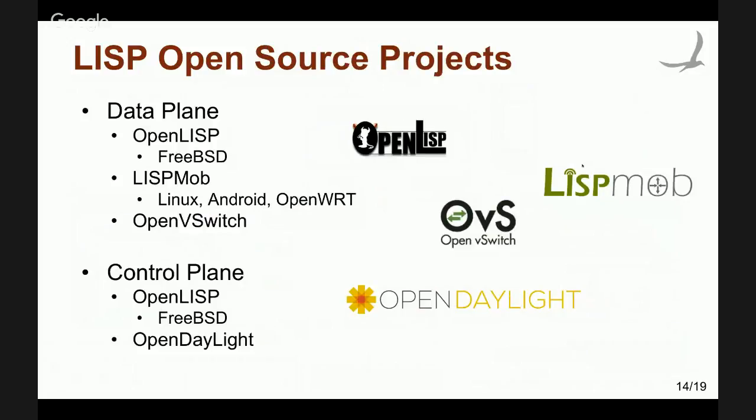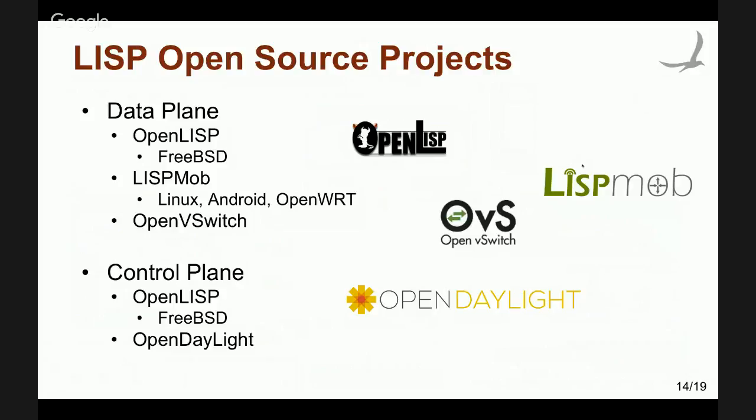There are a set of open source projects available for Lisp, and for the data plane we have three types. One is Open Lisp, which is based on FreeBSD. Another one is Lisp Mob, which can run on top of Linux, Android and OpenWRT. So we can flash a firmware onto existing Cisco devices and make it work in an existing AP. Another one is Open vSwitch, which partially supports the Lisp protocol.